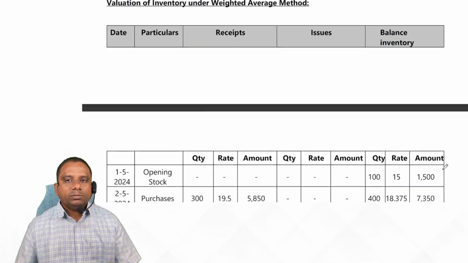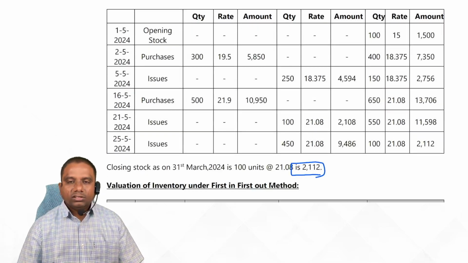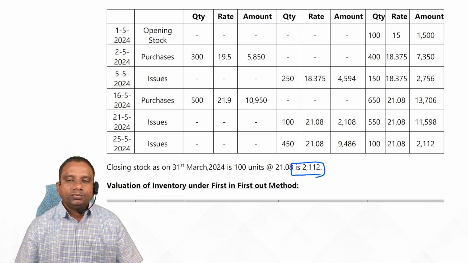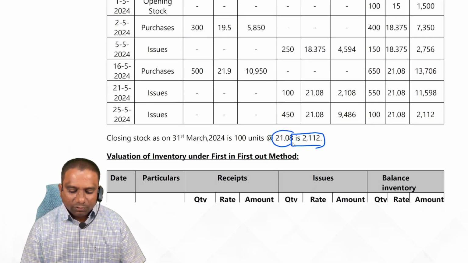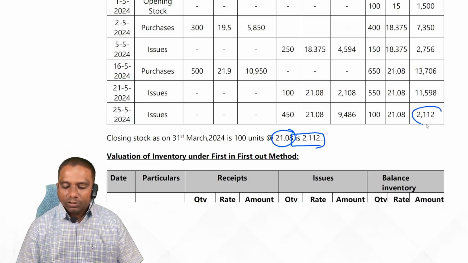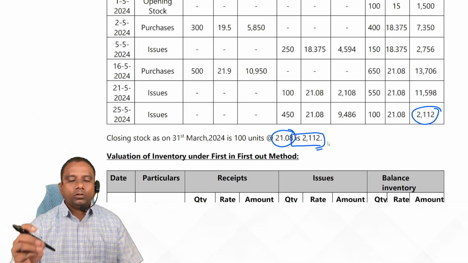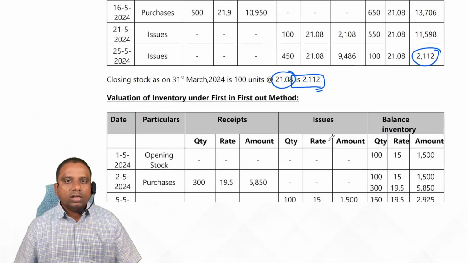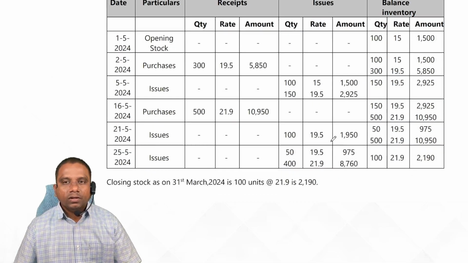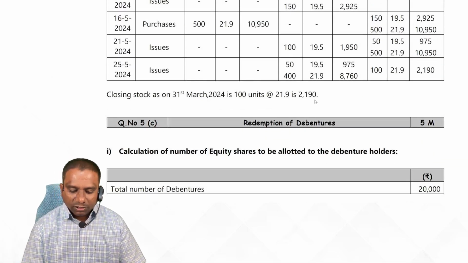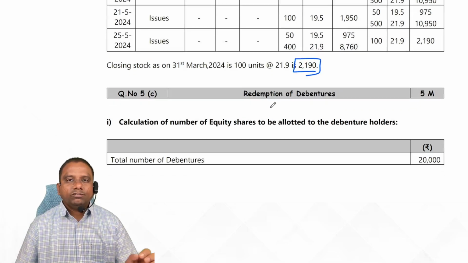Observe weighted average method. Finally, weighted average method, what is our answer? 2,112. Next one. See, here it may be 21.08, but for setting the amount on an average, we have written 2,112 as our closing stock. Under FIFO method also they are asking now. That's why I said it is a little bit lengthy. So under FIFO method, the stock value is 2,190. Is it clear, students? Yes, this is 5B2.